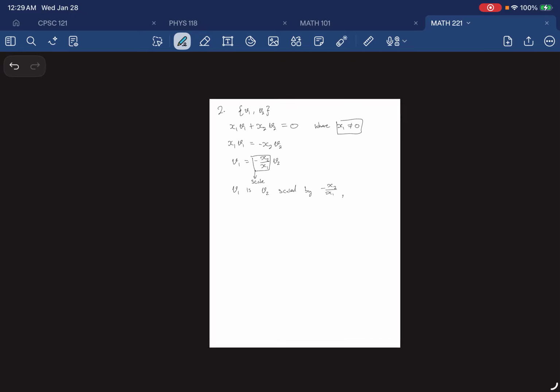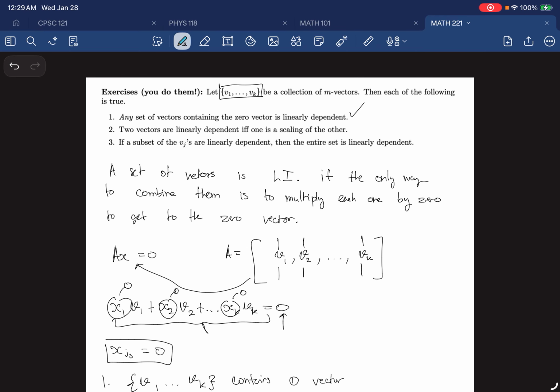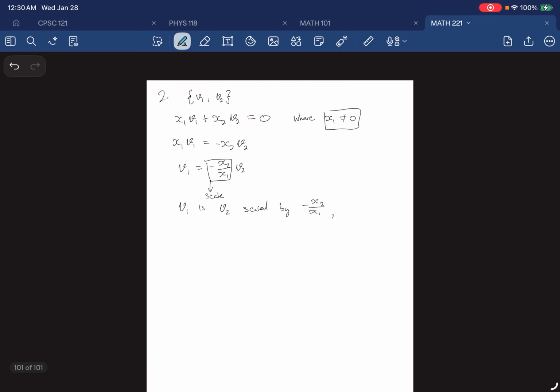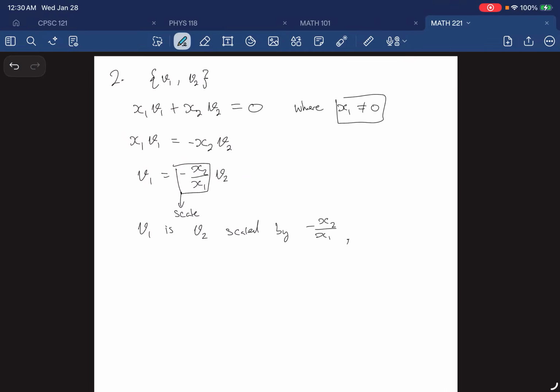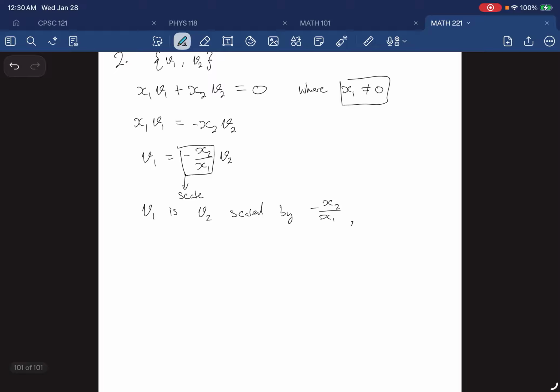Okay? So we just proved the first part of that, but this one goes both ways, right? So we also have to prove the other one. The other one is that if one vector is a scale of the other vector, then they are dependent. So we have v1, let's start with the same thing, v1 equals, let's give this x2 v2. So v1 is a scale of v2 by x2.